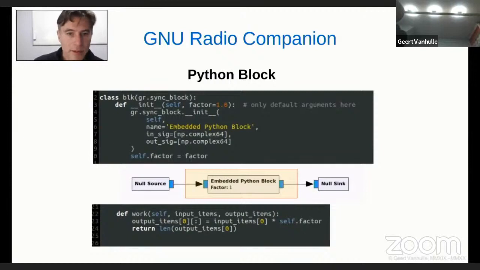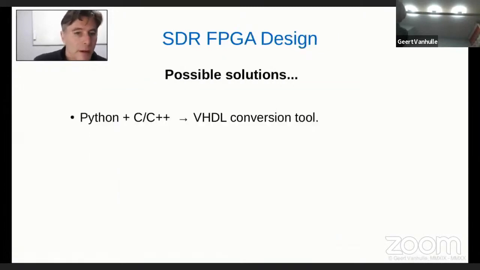Now that we see how these blocks work, how the flow is in the framework, we can look at how a possible solution would look if we would do SDR FPGA design. Where we have the Python and C, C++, we need, for example, a VHDL conversion tool. That would be an option. So we take the same model and we would try to write some kind of a compiler that is compiling these Python blocks into VHDL code.